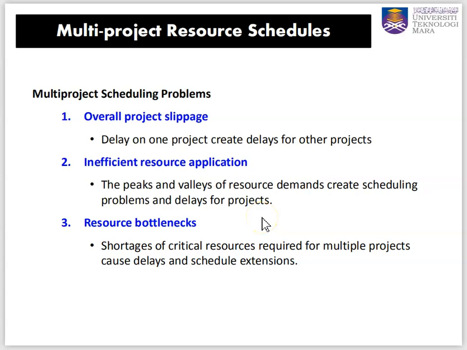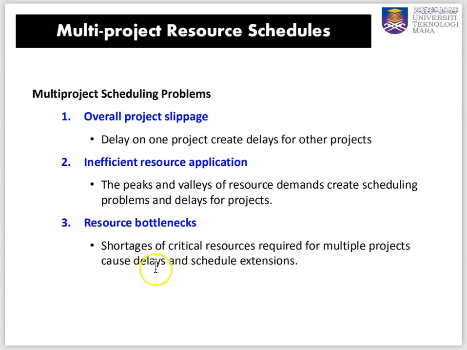Inefficient resource application: the peaks and valleys of resource demand create scheduling problems and delays for projects. Let's say you have a limited number of resources that you need to allocate to multiple projects. Some projects sometimes need a high number of resources, and some sometimes need a low number of resources. So that means the peaks and valleys of resources. This will create problems and hinder your scheduling process.